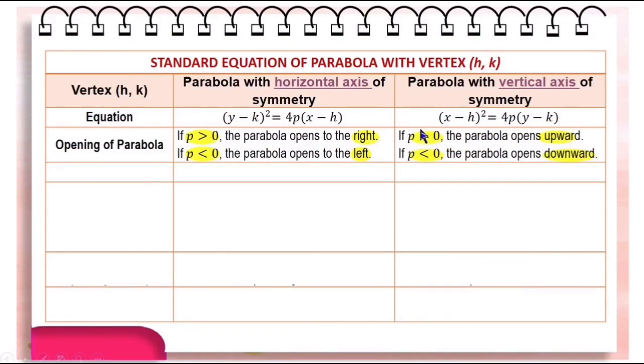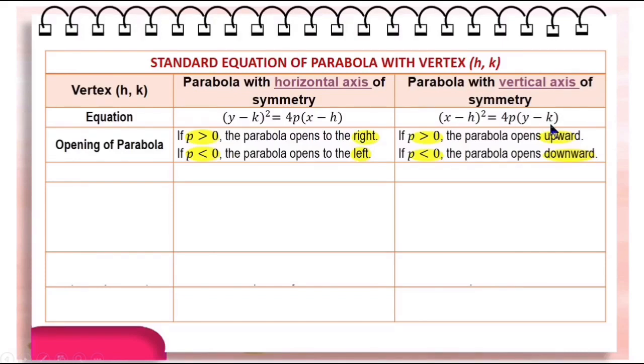Here, since the vertex is no longer at the origin but at (h, k), kaya naging ganito ang equation. Just remember na ito ay sa x at ito sa y. Kaya kung nasaan ang y, nandun ang k, at kung x ay h. Same dito. Since it is quadratic in x, kaya h dito at dito k.